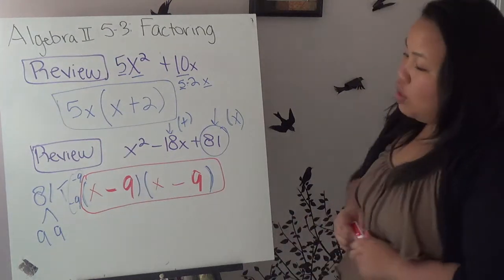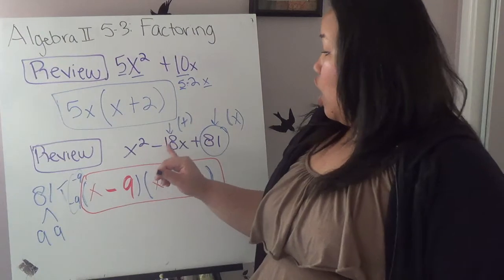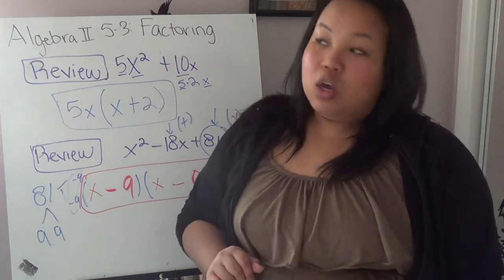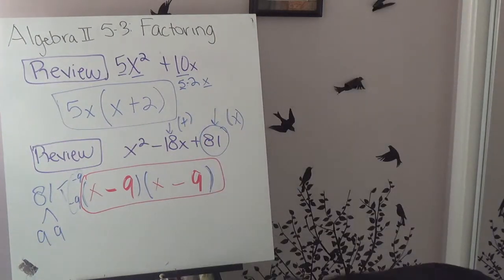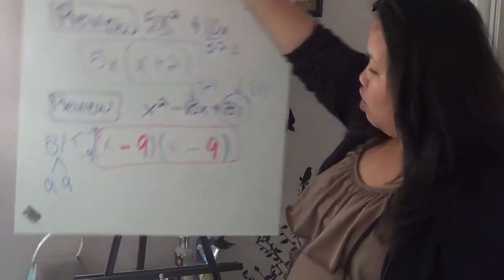And if I were to check again, I just FOIL it back out, and I should get x squared minus 18x plus 81. So that's just a little review. Go ahead and write it down and don't forget the vocabulary. And we're going to do another example.